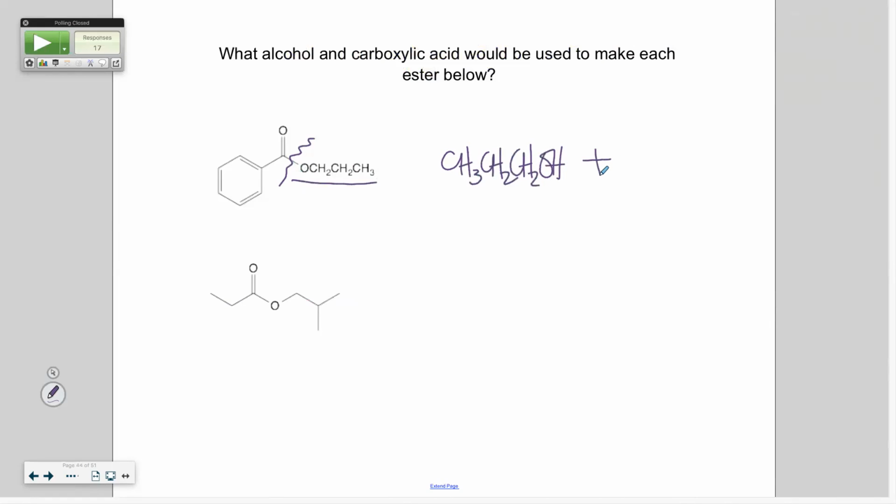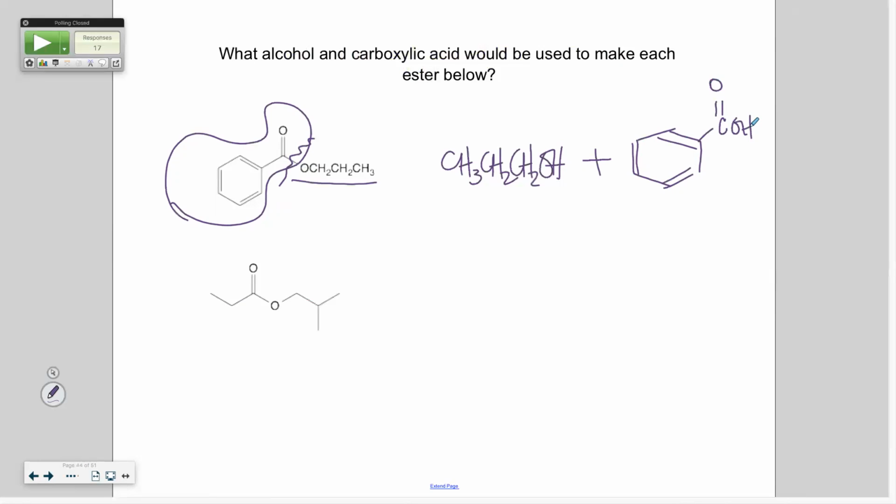Okay, so the other side over here is going to be the carboxylic acid. So what is that going to be? Here's your clue. Benzene. Okay, and what's attached to it? Carboxylic acid, right? Okay, did you have to do much more? You had to figure out another one? Ah, see? You should know this already.